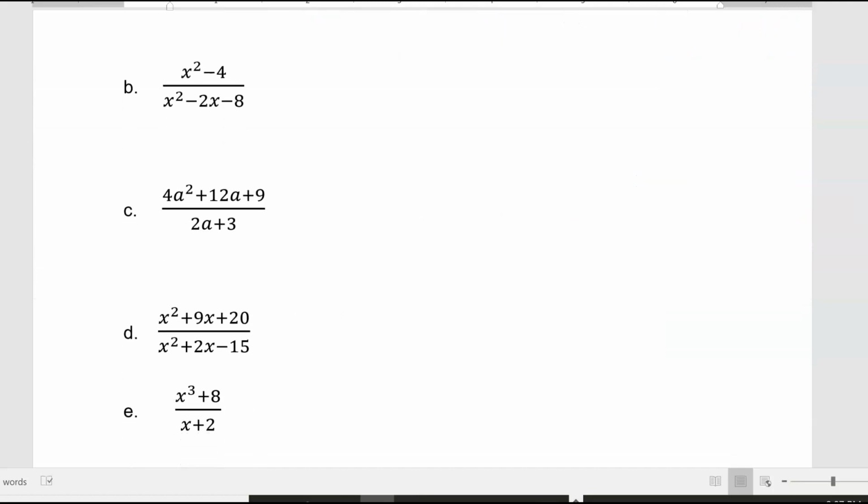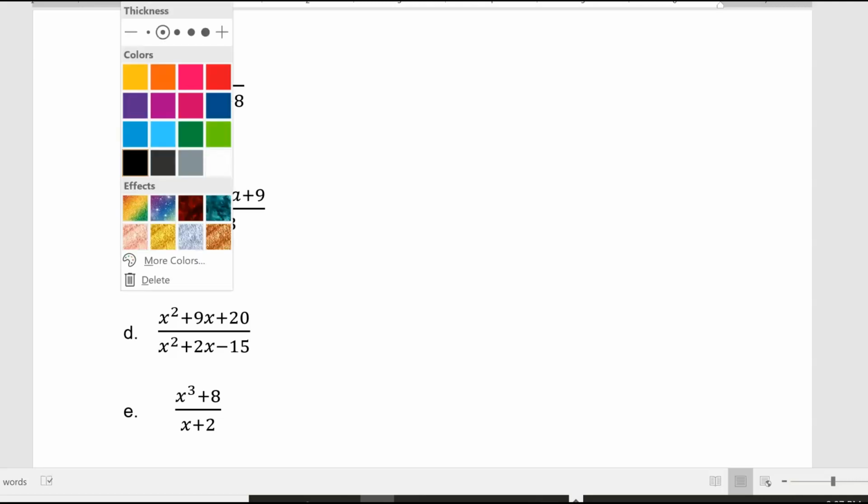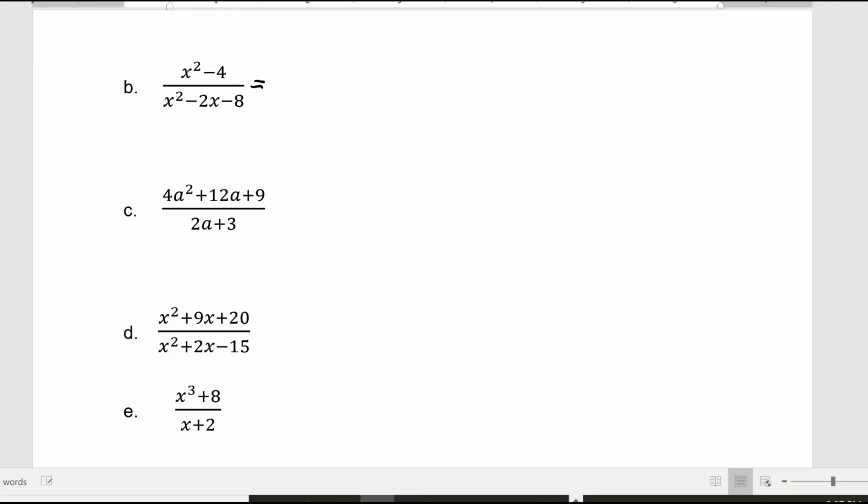We have x squared minus 4 over x squared minus 2x minus 8. So this is going to be a great way for you to practice your factoring techniques. So what I want you to do is pause the video, factor the numerator, factor the denominator, and cancel out common factors. All right. I'm going to proceed. Hopefully you pause the video and you have your answers.